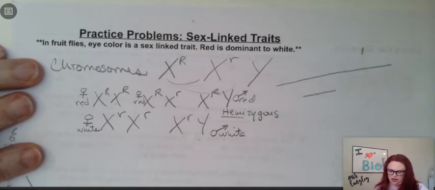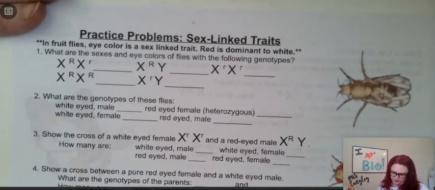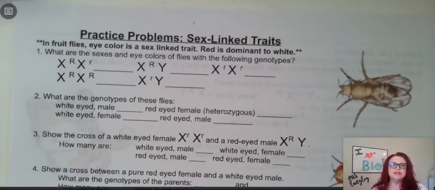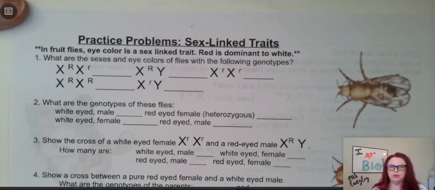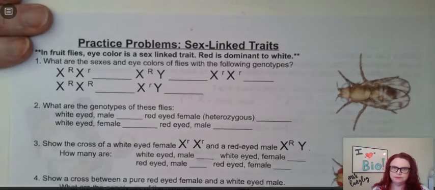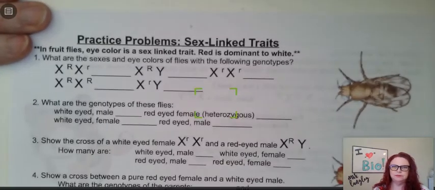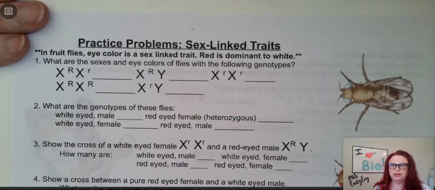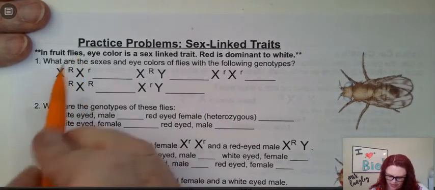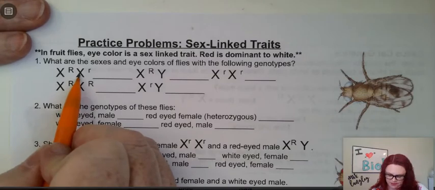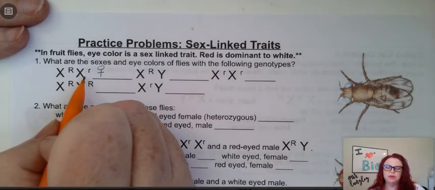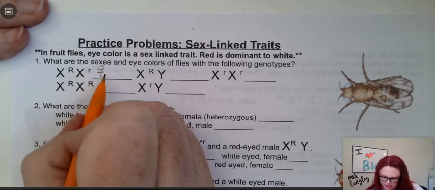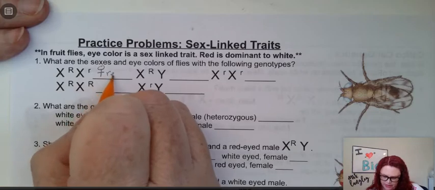Okay, now let's look at our questions. It says, what are the sexes and eye colors of flies with the following genotypes? There we go, a little clearer. I have an X and an X, that's female, and it's heterozygous, and just like we've done with our simple monohybrid crosses, this is going to be the dominant phenotype, so it is red.